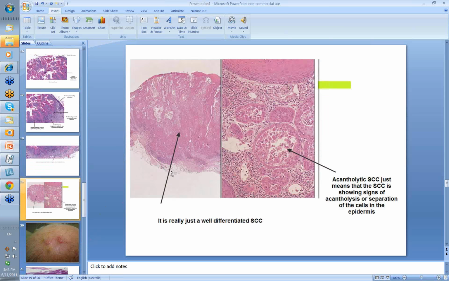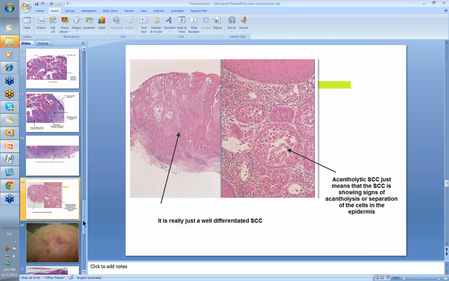The other little feature, now this isn't keratoacanthoma. Why? Because it's got acantholysis. You don't get acantholysis, separation of the cells, in KA, but you will get it in an SCC. And an acantholytic SCC means the SCC is showing signs of acantholysis, or separation of the cells in the epidermis.